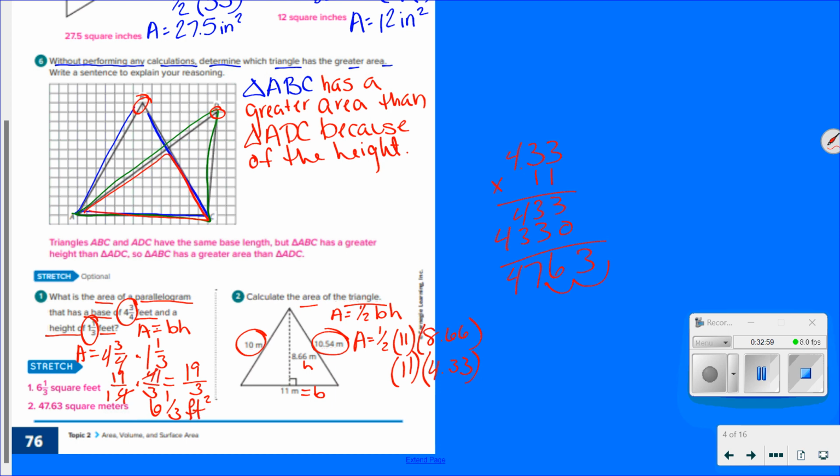My answer is the area equals 47.63 meters squared. How many of you got that right? Good job. Raise your hand if you got it right. Good job, good job. I've got 3. Including the units.